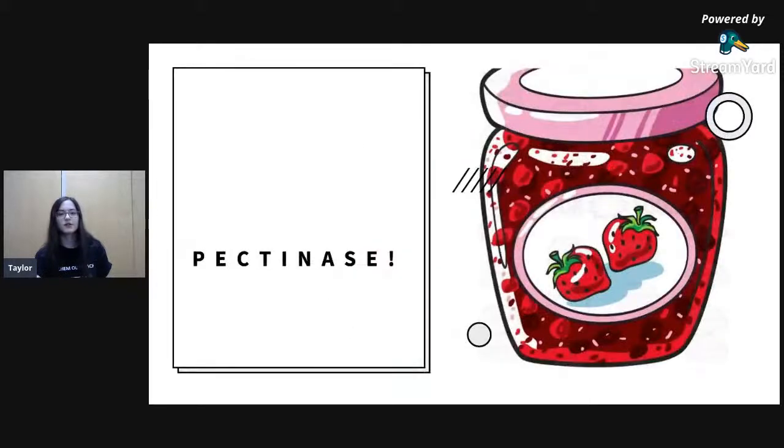So another interesting enzyme that we are going to talk about today is pectinase. It breaks down pectin, which is a protein found in plant cell walls, especially those cell walls in fruits. In fruit juices and jams, pectin is used to keep the mixture together and increase thickness. So I'm going to bring Caitlin back in.